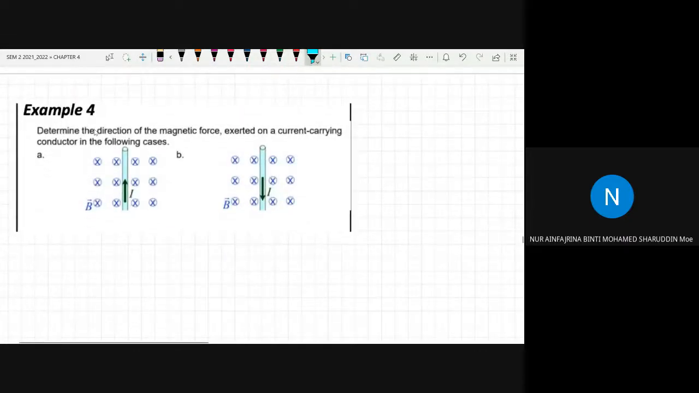So example 4 asks us to determine the direction of magnetic force F exerted on a current carrying conductor. Now we will determine the direction of magnetic force exerted on a current carrying conductor. So everyone please do this. We will use our right hand. We will still use our right hand rule.